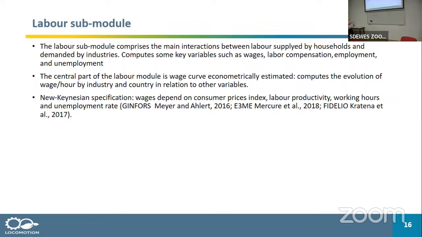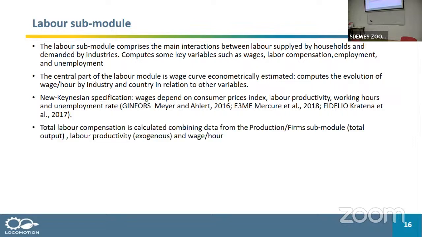The specification is that wages depend on the consumer price index, the labor productivity, and the unemployment rate. Working hours are not in the equation. On top of the wage curve, we also compute the total labor compensation. We divide the output coming from the input-output model by the labor productivity, so we have the hours required to produce something, and we multiply that by the wage per hour, and we have the labor compensation. So on the total output, we calculate hours, and we multiply the hours by the wage per hour, and we have the total labor compensation.